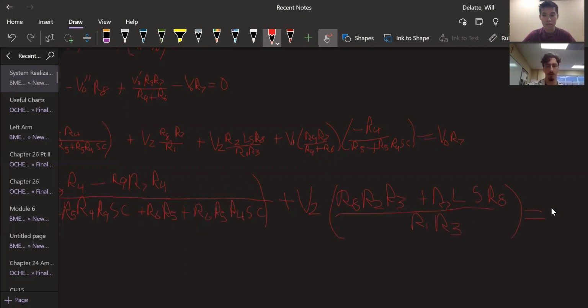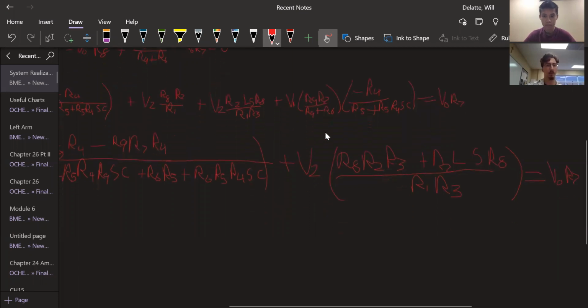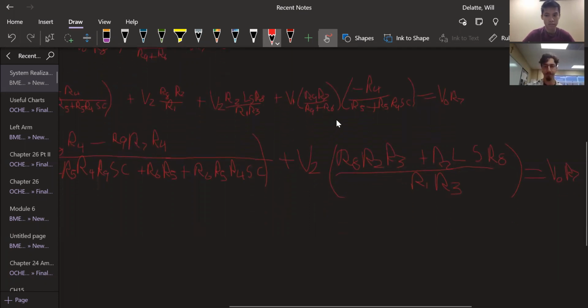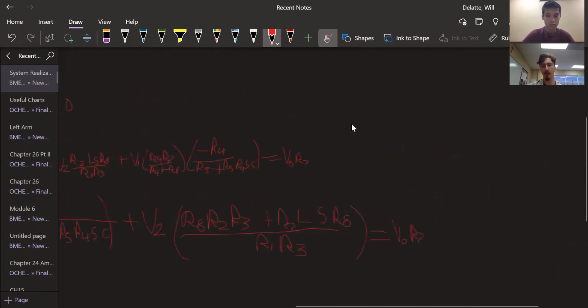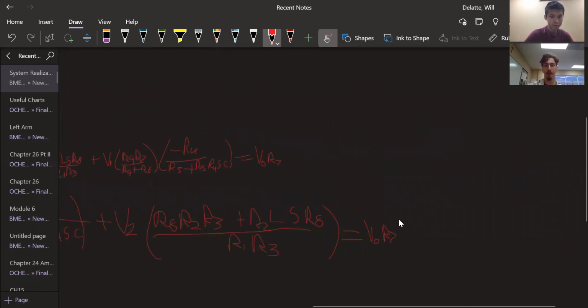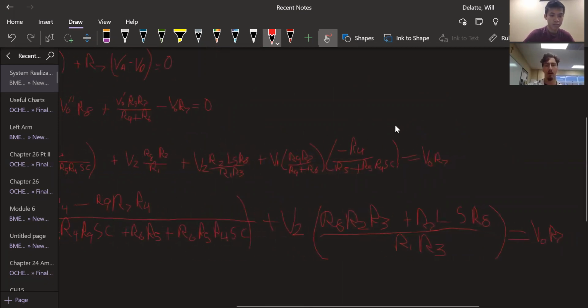And remember, equal to V out R7. Always remember to bring this down with you. Sometimes you forget about it, get a little lost in the sauce there. And then just like that, you forget to multiply an R7 across, and then you lose 2 to 3 points on an otherwise utterly perfect answer.